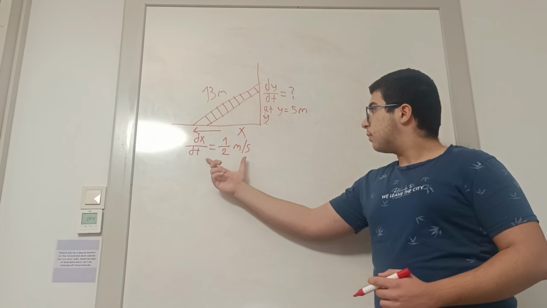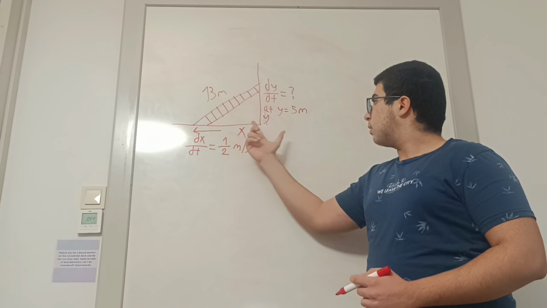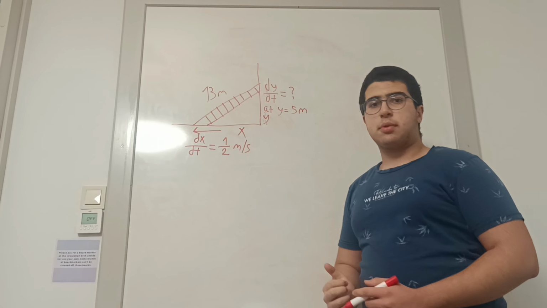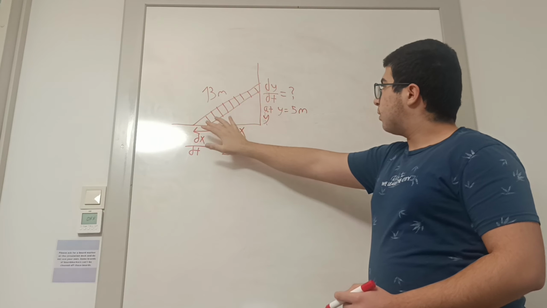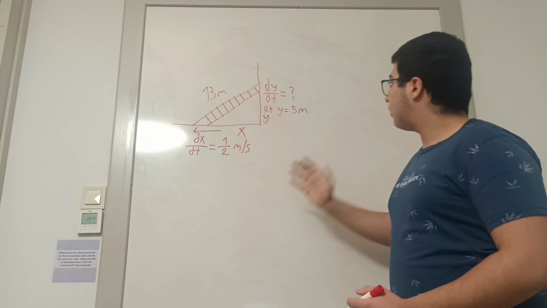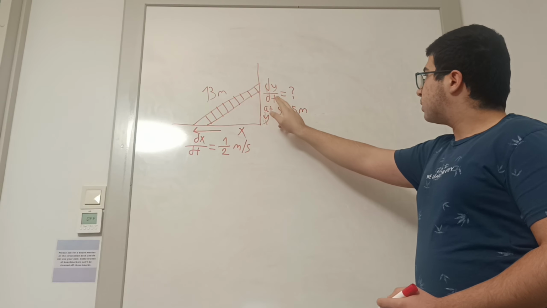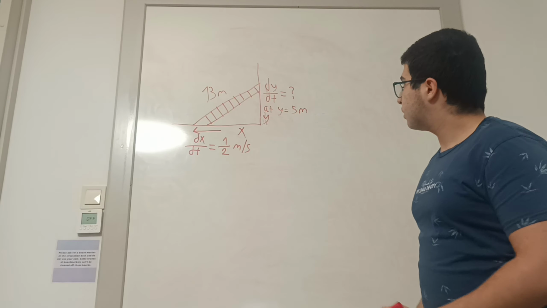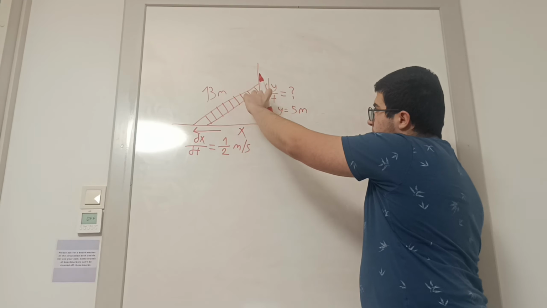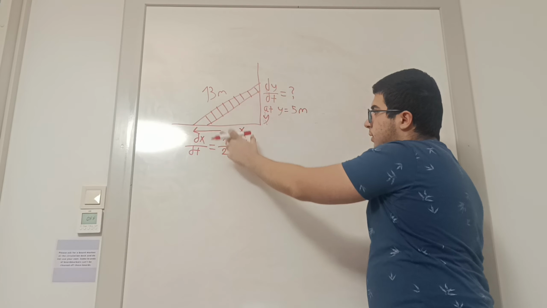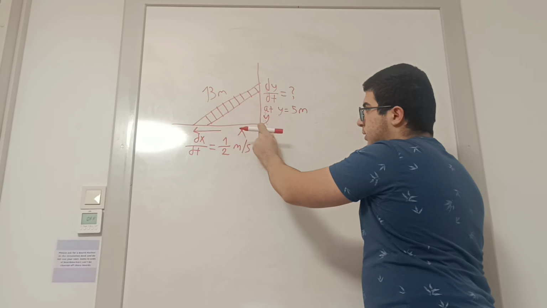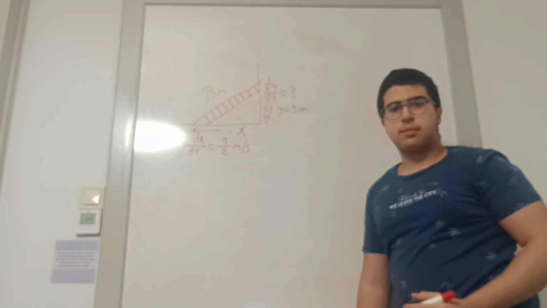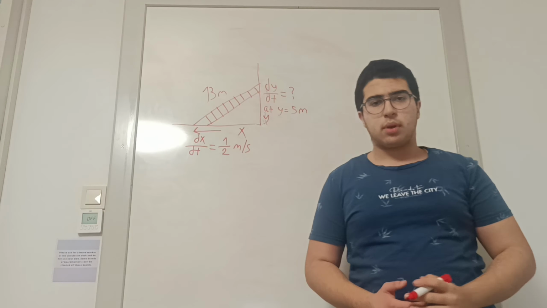Here's the question. We have a ladder sliding off a wall with horizontal velocity of 1/2 meters per second. The ladder is 13 meters long and we are asked to find the ladder's vertical velocity at y equals 5 meters. So y is the ladder's height and x is the ladder's distance from the corner of the wall. This distance is x. How do we approach this problem?